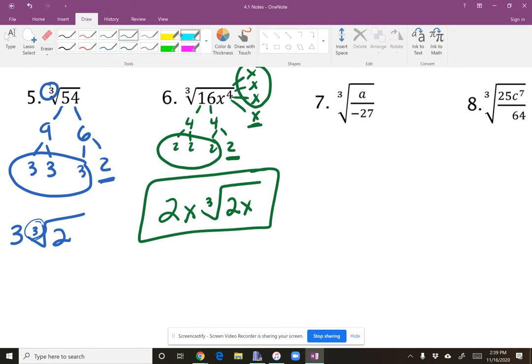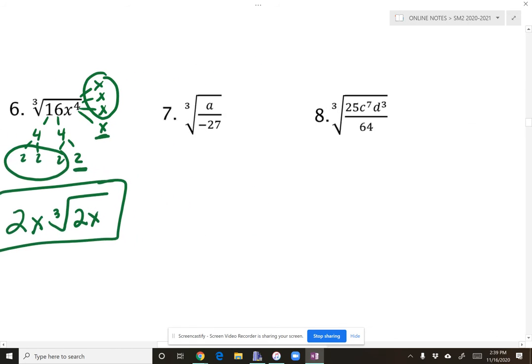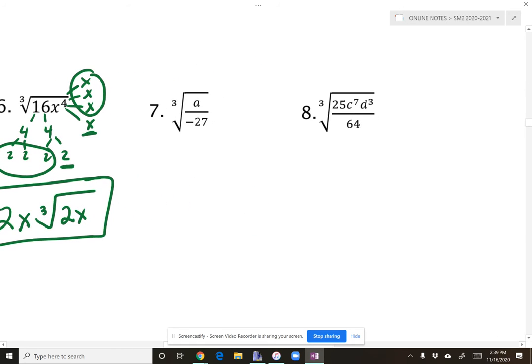Okay. 7, let's pick a fun color. That looks great. Okay. 7, I'm going to have a fraction, so I'm going to write it as 2 separate ones.